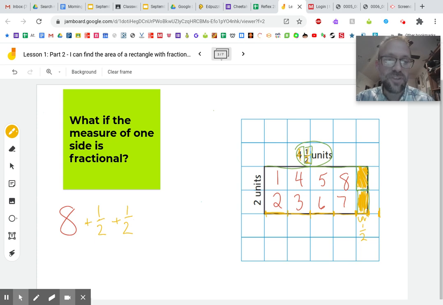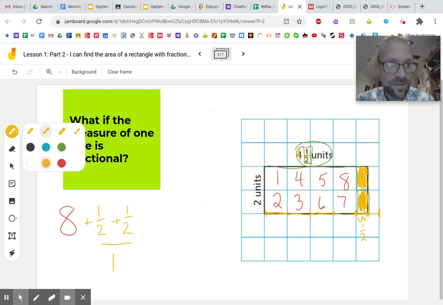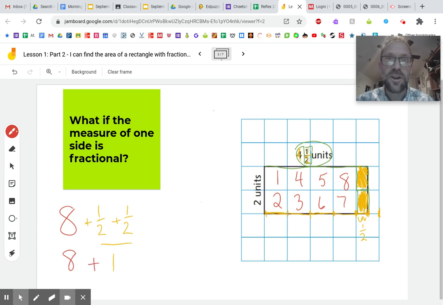Do you remember from last year when you added fractions that have like numerators and like denominators? So let's say putting 1/2 and 1/2 together. Well, you might remember that 1/2 and 1/2, when you add them together, is actually equal to 1. And so what we end up with here is 8 plus 1 whole square unit for a total of 9 square units. And that is the area of this rectangle.